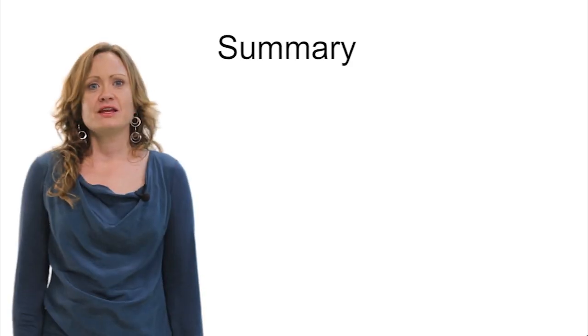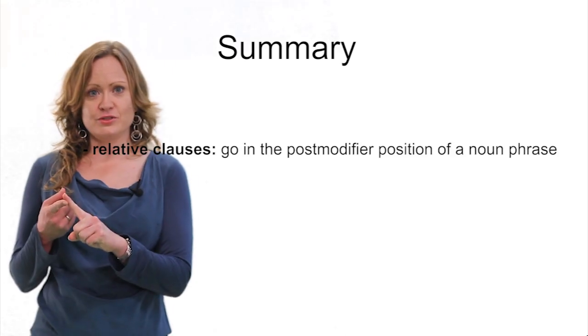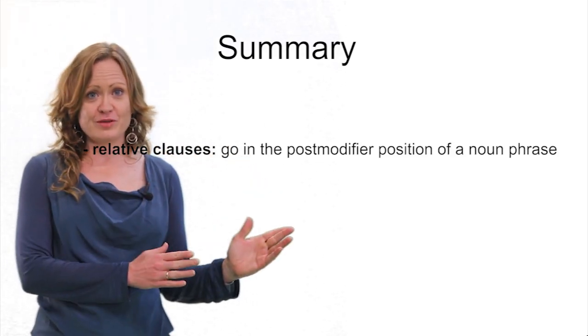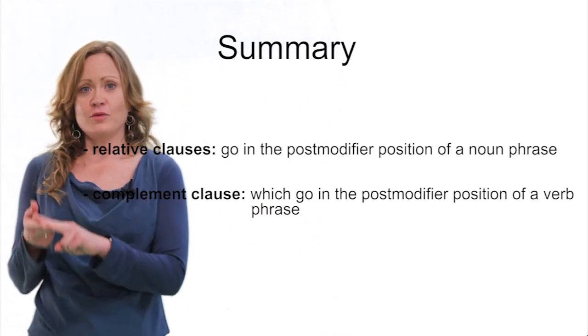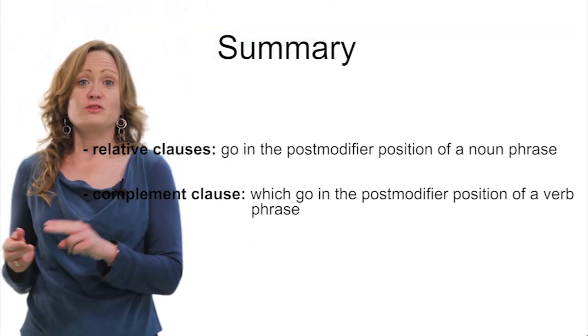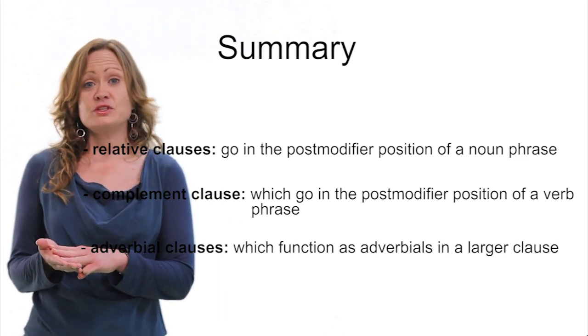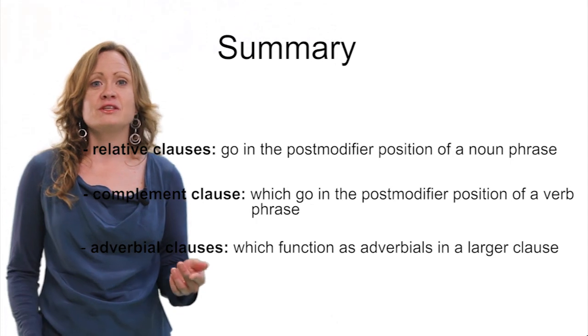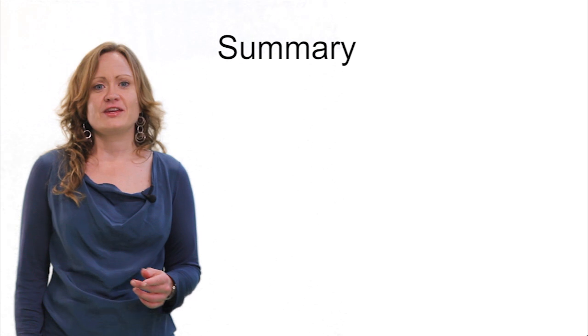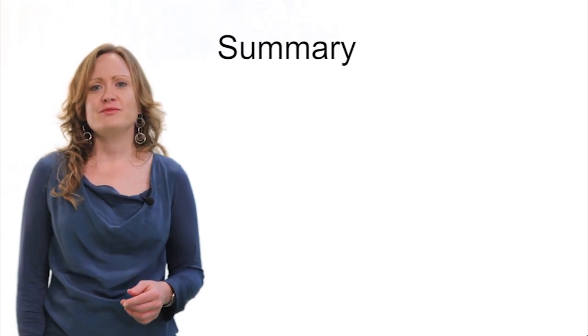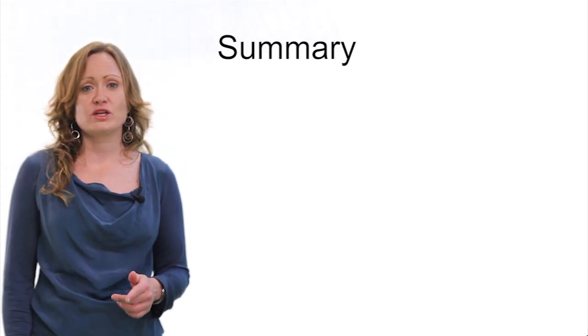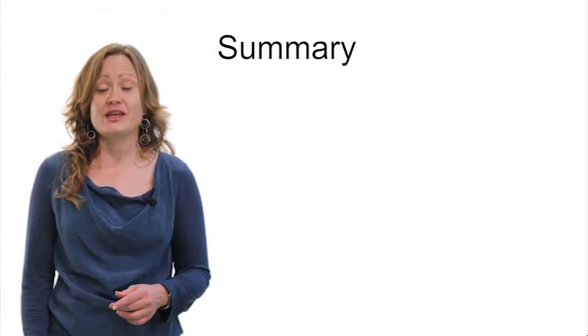To summarize, we've looked at 3 types of subordinate clauses. Relative clauses, which go in the post-modifier position of a noun phrase. Complement clauses, which go in the post-modifier position of a verb phrase. And adverbial clauses, which function as adverbials in a larger clause. You'll need to be able to identify these for your case study because we expect you to be able to analyze sentences that have more than one clause in them. We'll practice identifying and analyzing subordinate clauses in tutorials.